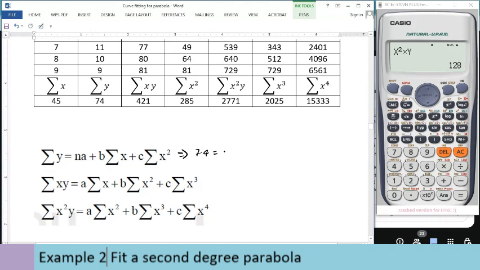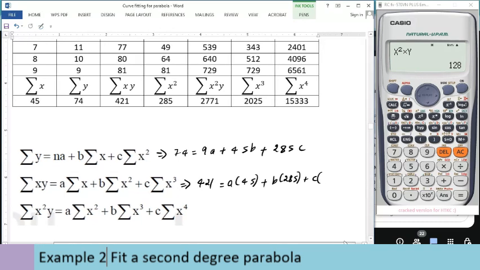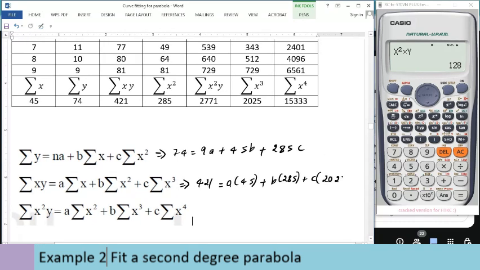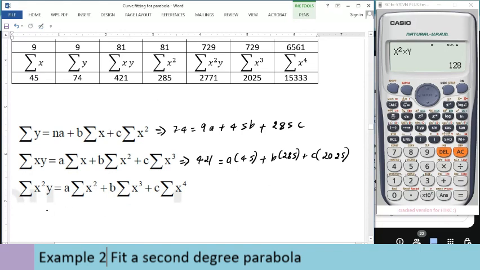Okay, n we have taken 9a plus summation of x is 45b plus summation of x square is 285c. Okay, summation of xy is 421. You can see here it is 421 equal to a into summation of x is 45 plus b summation of x square is 285. Okay, plus c summation of x cube, that will take from this side, summation of x cube is 2025. Okay, then the last one, that is summation of x square y.